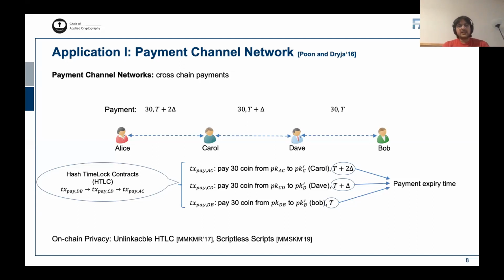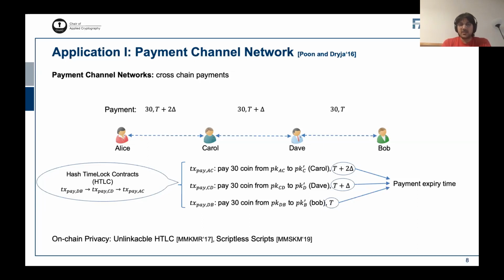Okay, and there have been several works to improve the on-chain privacy of these proposals, namely to have these HTLCs set up in such a way that the HTLC between Alice and Carol is unlinkable to the HTLC from Carol to Dave and to Dave to Bob. So in 2017, there was a proposal to make these HTLC contracts unlinkable. And then in a later work in 2019, they actually said that you don't need HTLCs anymore. You can just do signatures, right?